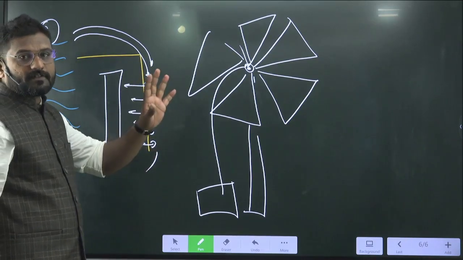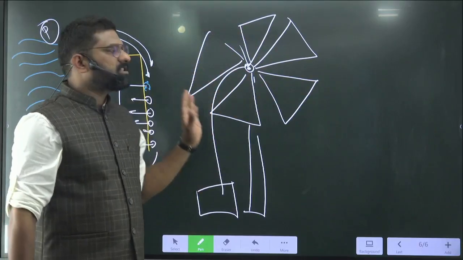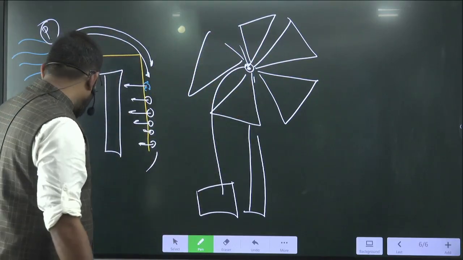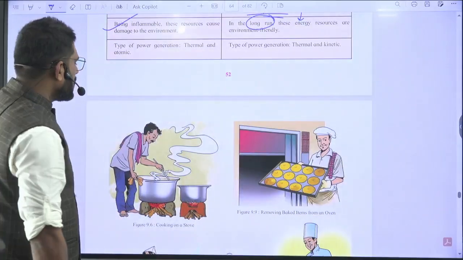So this is part of science. Ma'am will teach this in science. This much basics I have covered. You will understand in a greater manner when you will cover it up in science.